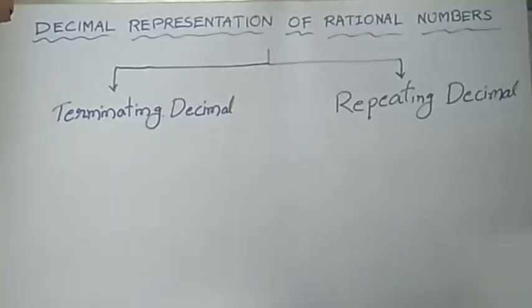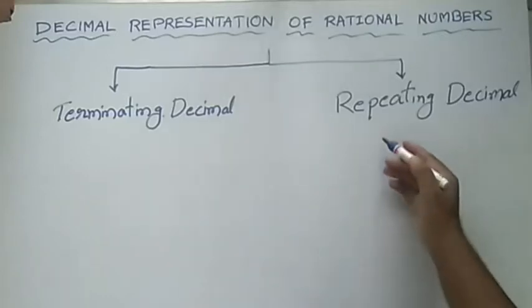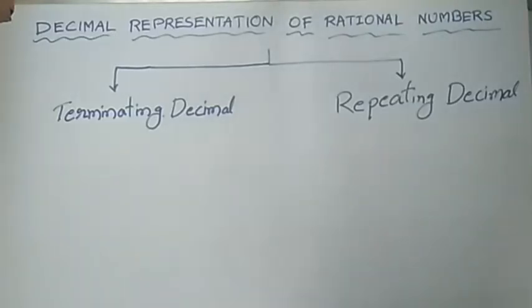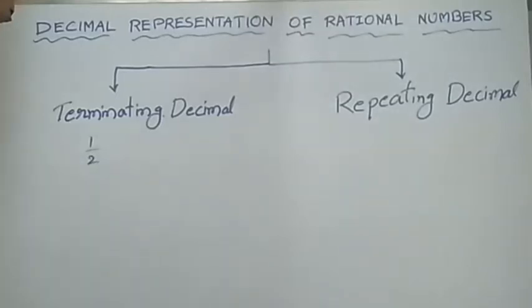Decimal representation of rational numbers. Here we can represent this one in two forms. That is, one is a terminating decimal and one is a repeating decimal. Once I will take an example for the terminating decimal. See, here I am taking 1 by 2.